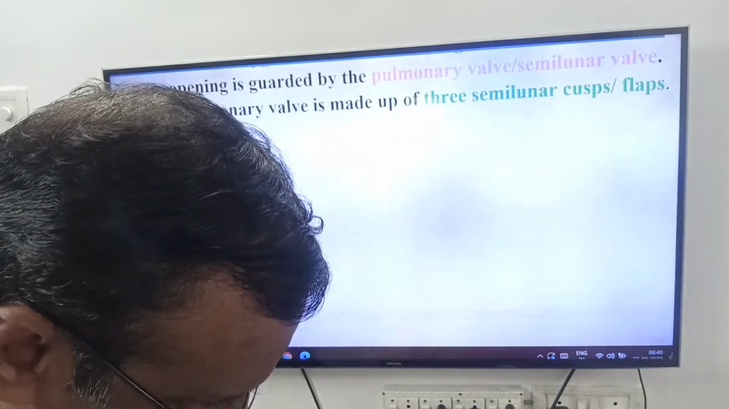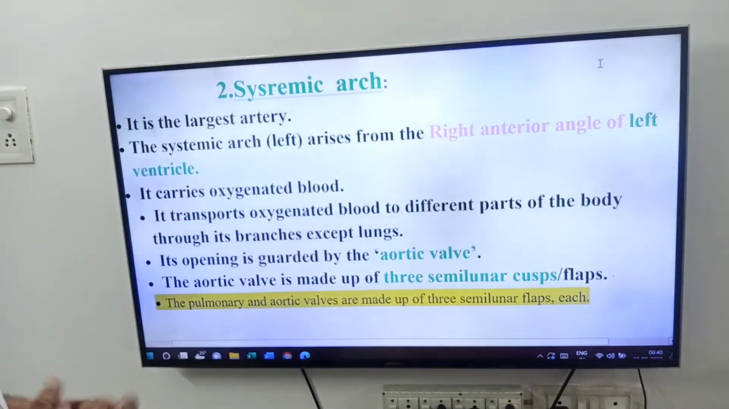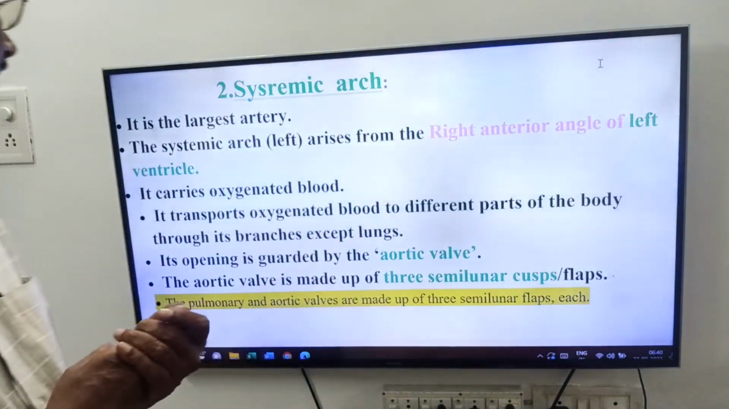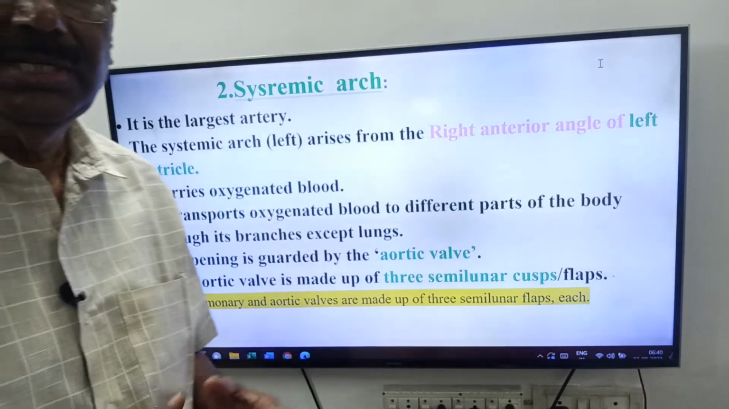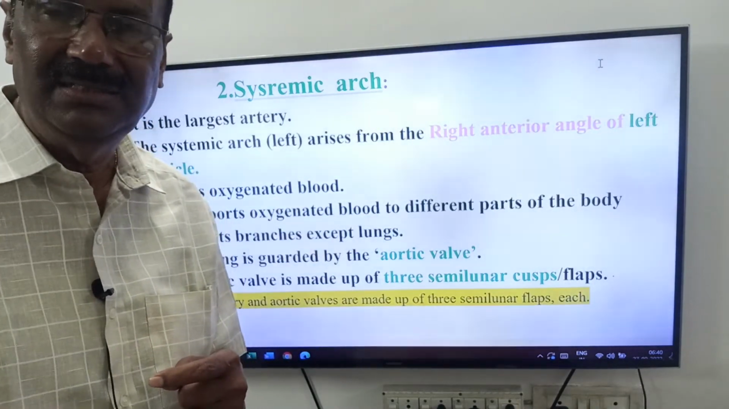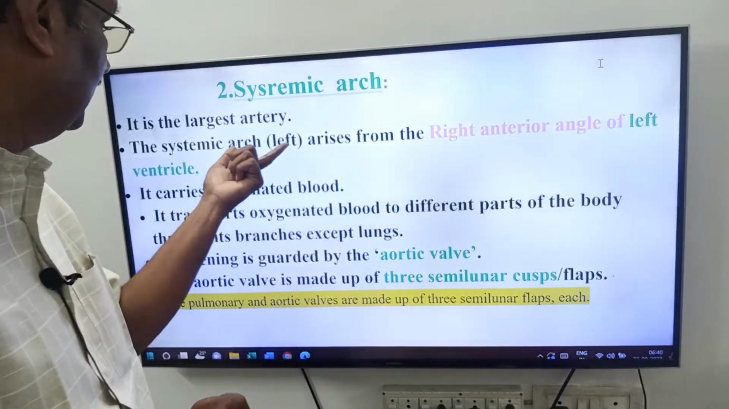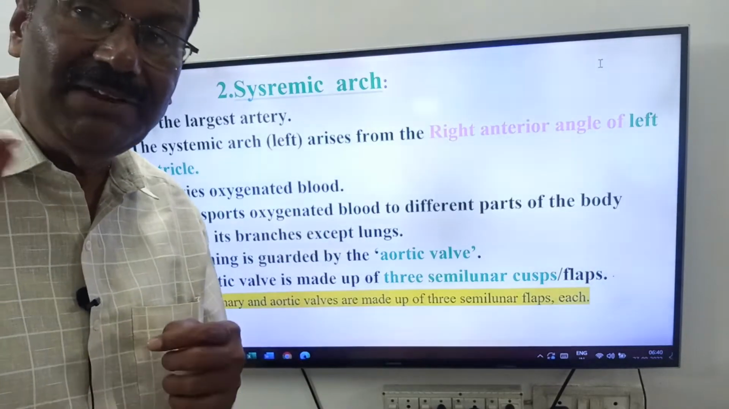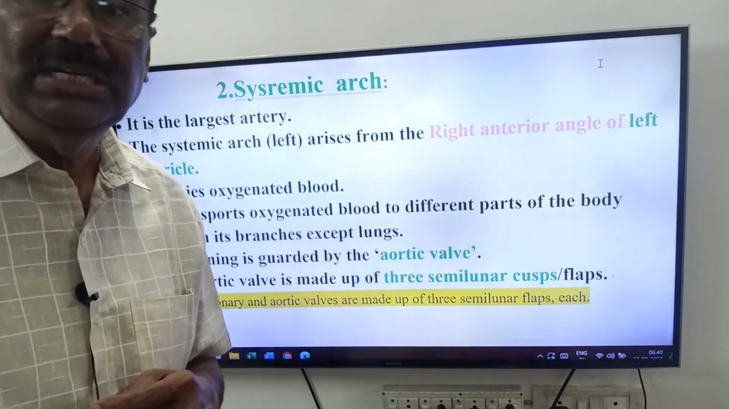Now come to the second one, the systemic arch. It is the largest artery. Here I have written left because mammals have only the left systemic arch. We don't have a right one. Birds have the right systemic arch. So this is one NEET question: in mammals or human beings we have only the left systemic arch. We don't have a right systemic arch.